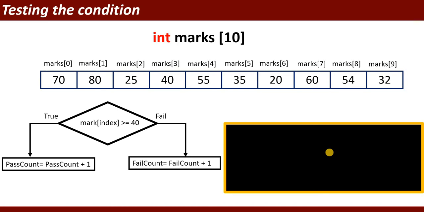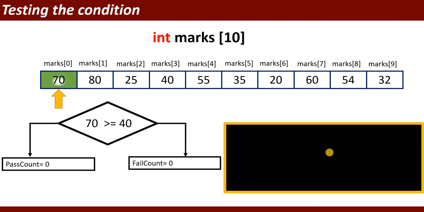In this way, fail count equal to fail count plus 1. I will use this statement. The purpose of fail count is to control the fail count equal to fail count plus 1. It will be used to count the number of failures of the students in the array.